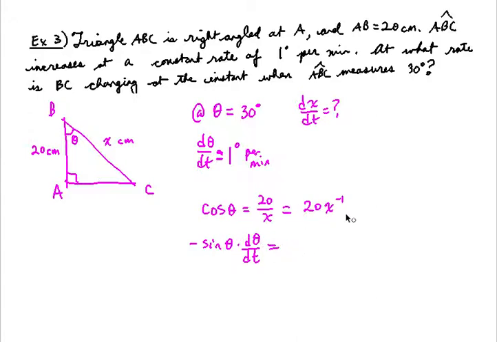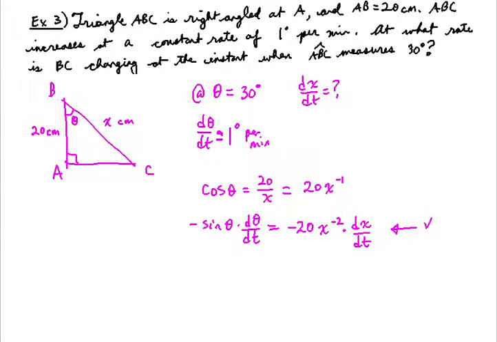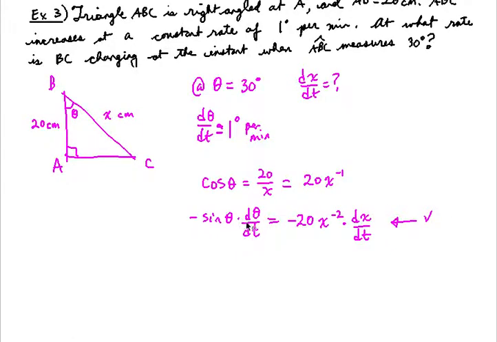What about this side? This side becomes minus 20 x to the minus 2 times the derivative of x with respect to time, dx/dt. So here's my differential equation. Now I'm almost done. This part and this part are probably the hardest parts here. Once I find this, I'm ready to start plugging in.